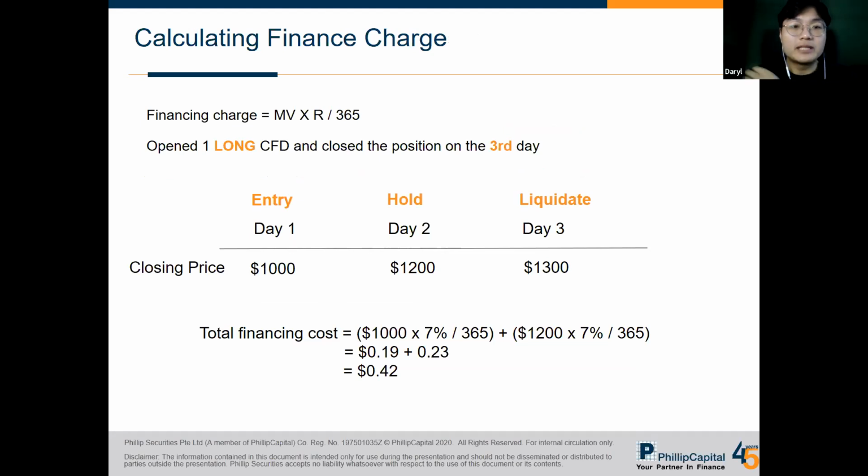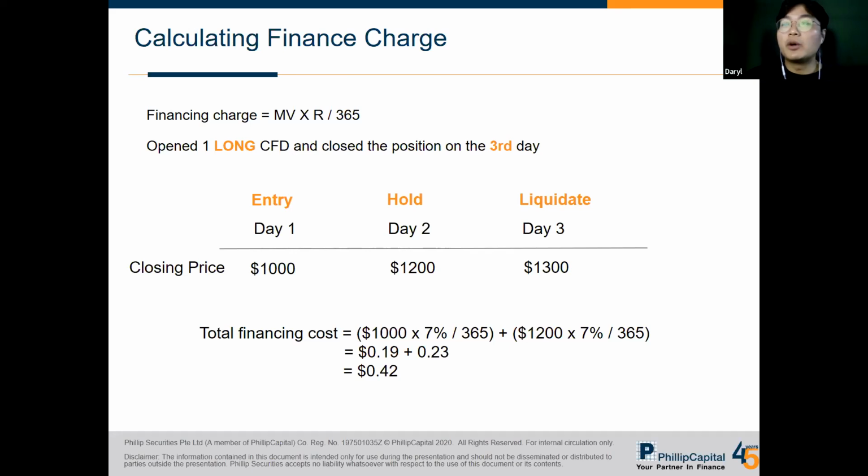Okay, so financing charge is charged on a daily basis of the closing price. Assuming we were to long one CFD and close it on the third day. On day one, the closing price is $1,000. Day two, the closing price is $1,200, and day three, you liquidate it.